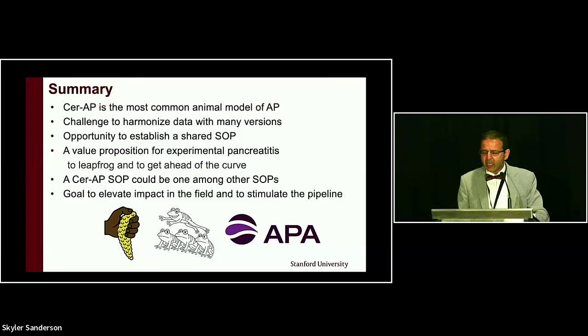cerulein AP is the most common animal model of AP. There's a challenge to harmonize data with the current versions, and thus there is an opportunity to establish a shared SOP. It is a value proposition for experimental pancreatitis to leapfrog and to be ahead of the curve. An SOP of this type could be one as a start among many others. And the overall goal is to further elevate the impact in the field and to importantly stimulate the pipeline.